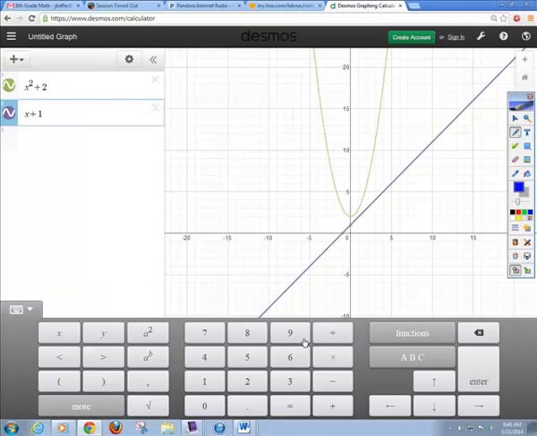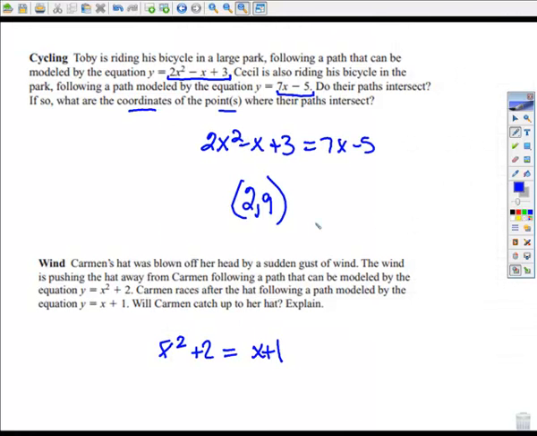Unfortunately for Carmen, it does not look like she's going to catch her hat, because if you look right here, the straight line is never going to catch the parabola. So unfortunately, no, she will not catch her hat. And no, the functions do not intersect.